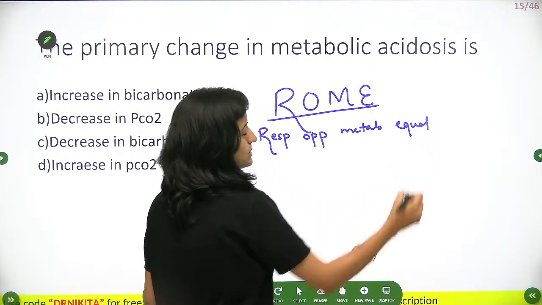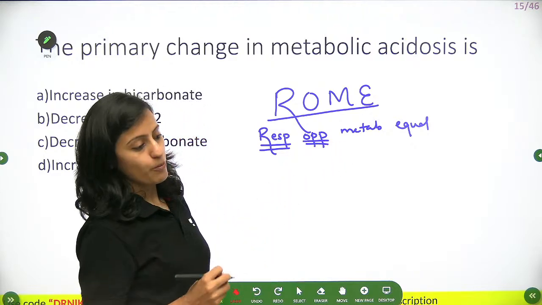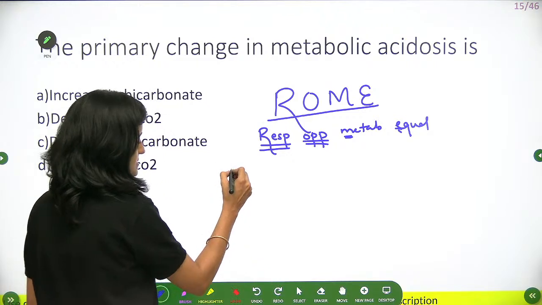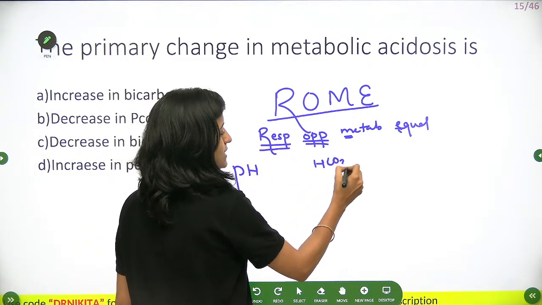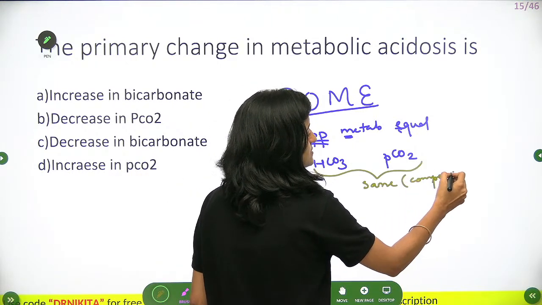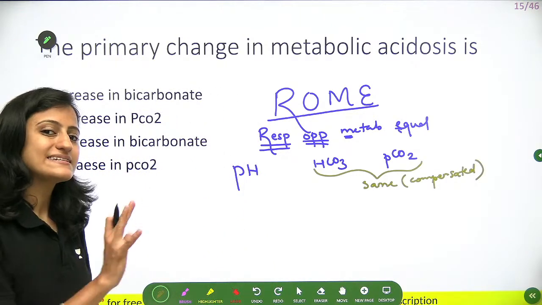Metabolic is equal. So basically, the changes in respiratory acid-base disorders are opposite. The changes in metabolic are equal. What does that mean? What changes? You're going to have a look at the change in pH, the change in bicarbonate, and the change in PCO2. Now remember one thing, the change in your bicarbonate and PCO2 goes in the same direction. We are talking about compensated disorders, right? So the change goes in the same direction.